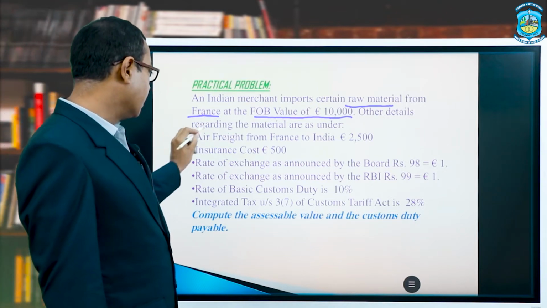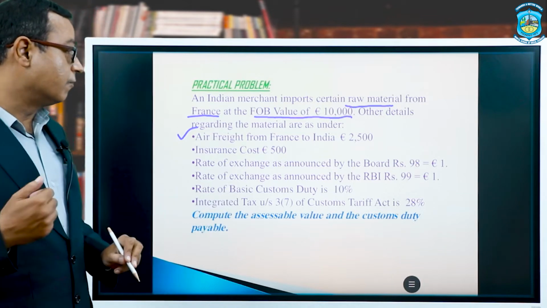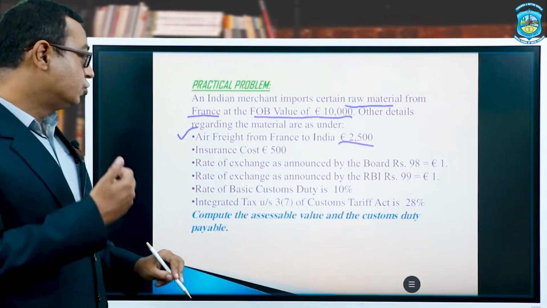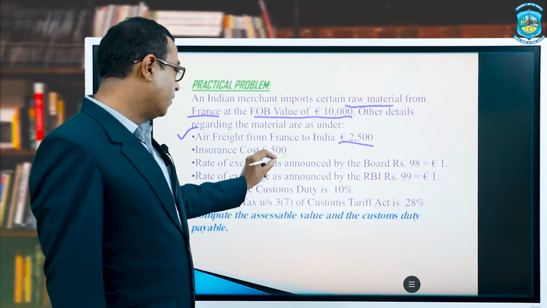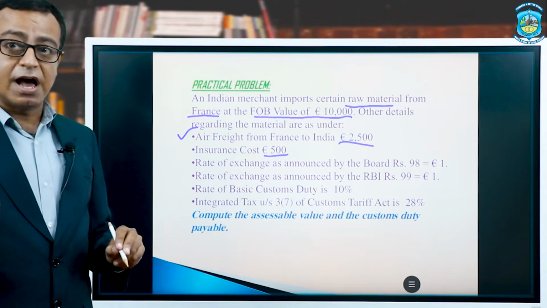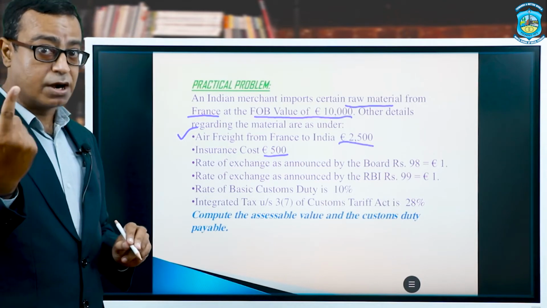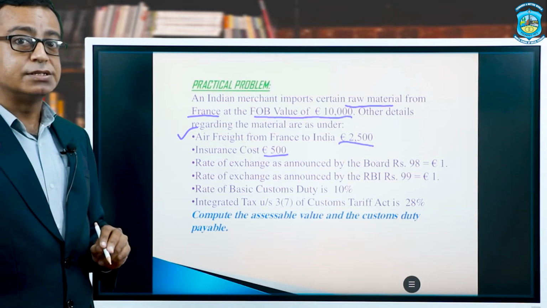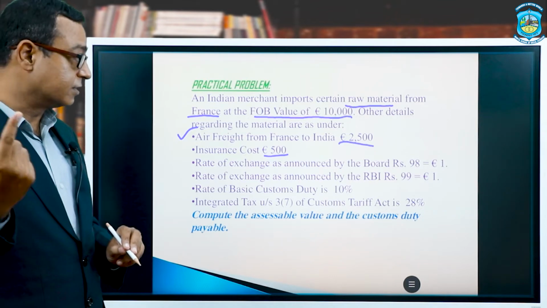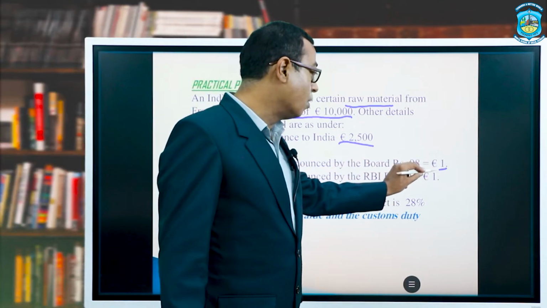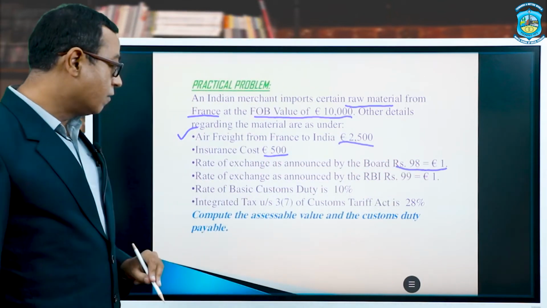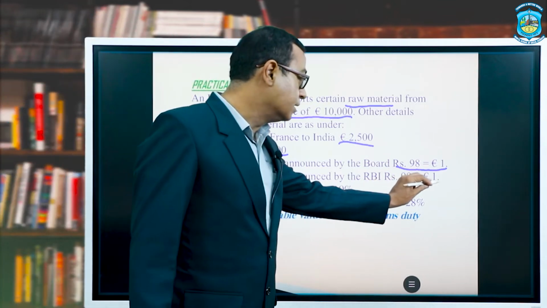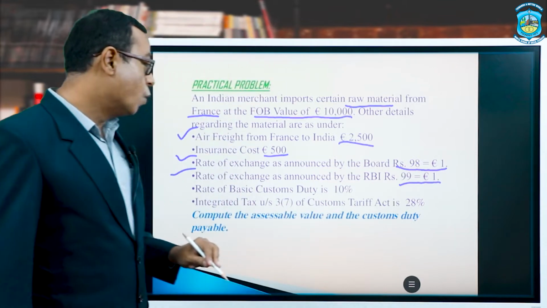For example, number one expense we have air freight from France to India, it is 2,500 and insurance cost of 500. Next, we have two exchange rates. Now, it is the main part of the question. We have two exchange rates. One as per board. Board means Central Board of Indirect Tax and Customs. That is rupees 98 for 1 euro. And we have a rate prescribed by RBI also, that is rupees 99 for 1 euro.